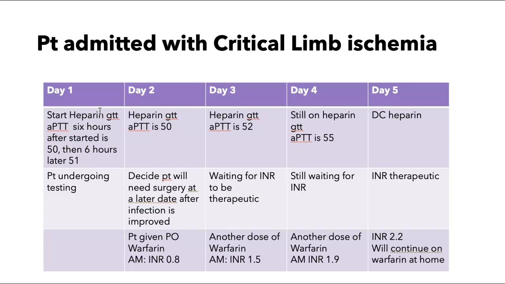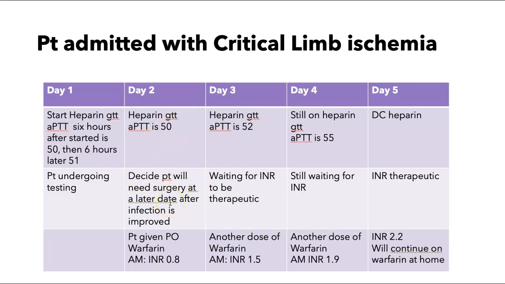And in this scenario, we're going to say the APTT is 50, so that's therapeutic. Then they need to do another one 6 hours later, and it's 51. Once somebody has 2 therapeutic APTTs, they then just go to daily. And so during day 1, this patient's just undergoing testing. They're trying to figure out what they're going to do with this patient. So on day 2, the patient's heparin drip is still going. Their APTT is 50, so still therapeutic.